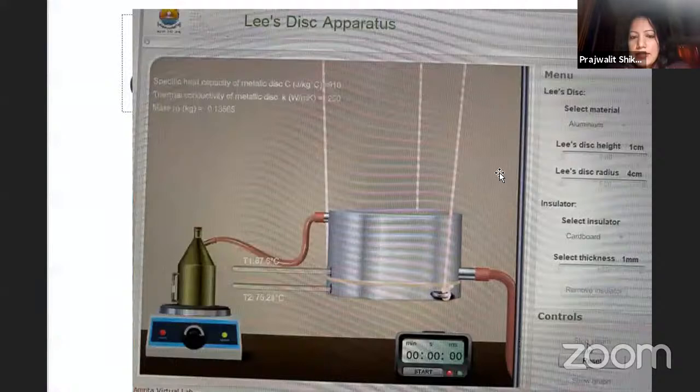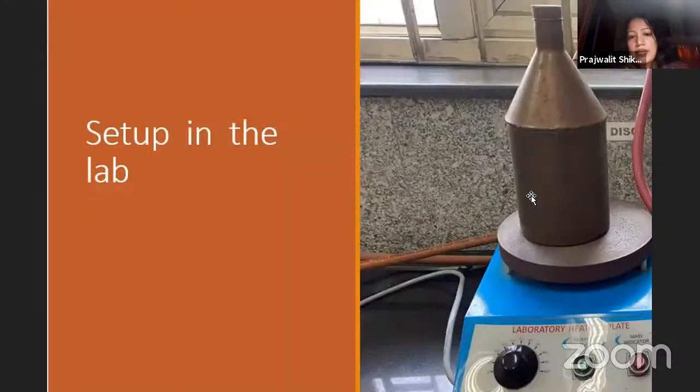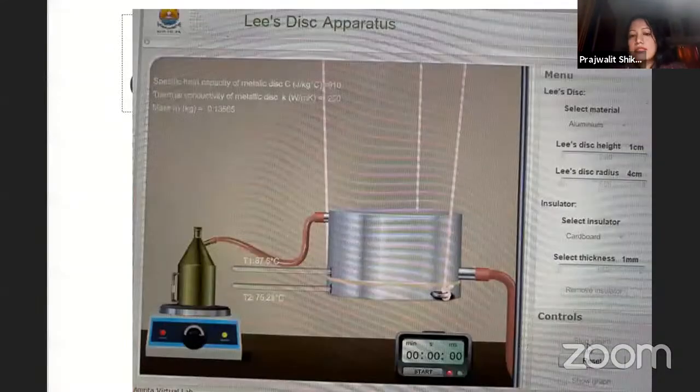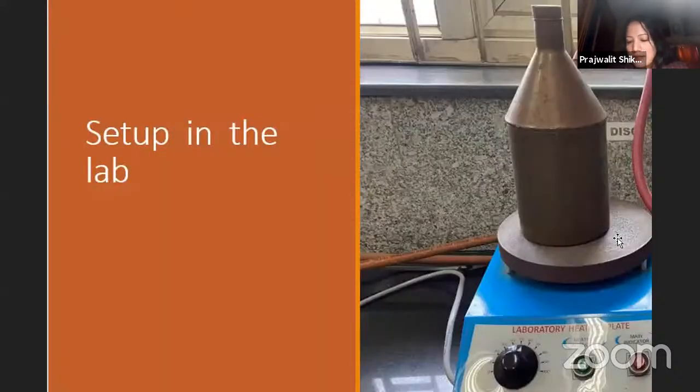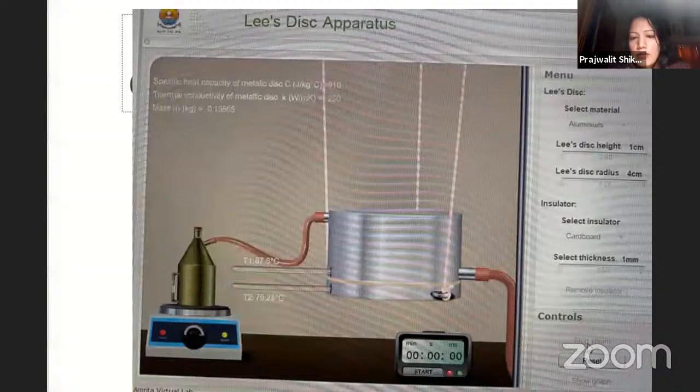So you will see this kind of setup. This is the setup in the lab, and this is the setup in virtual lab. You can see that there is not much difference, it is just the image of the real lab. So you will not find much difference in the virtual lab environment.